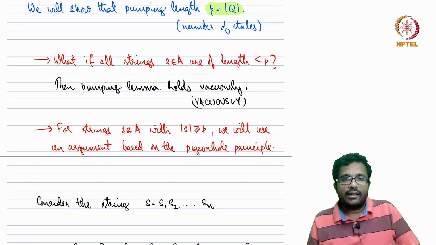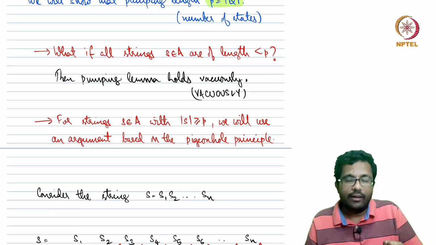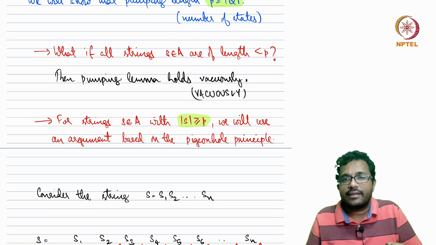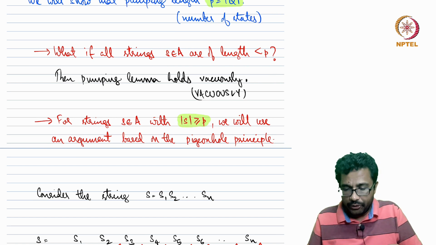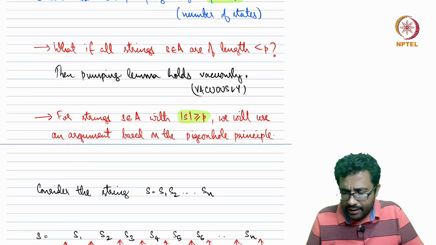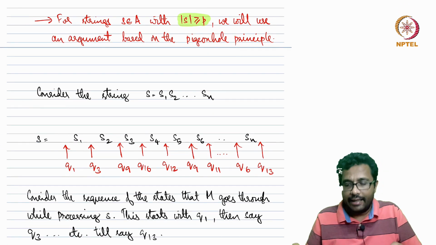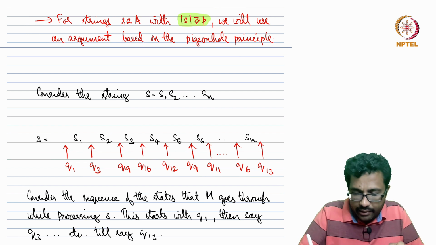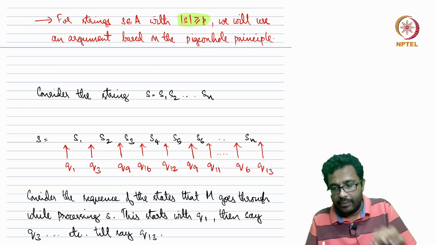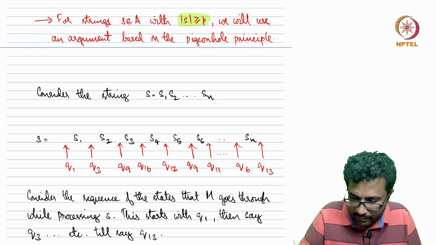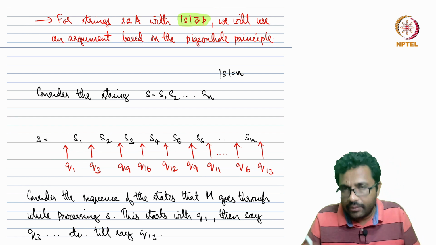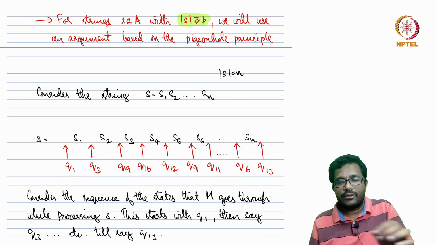So suppose there are strings of length at least p. Suppose A contains strings of length greater than or equal to p. Then let's see how to deal with it. Let's consider some string s, and let's say s has length n, and here I have written s as s1, s2 up to sn, symbol by symbol. So the length of s is equal to n. S1 is the first symbol, S2 is the second symbol, and so on.